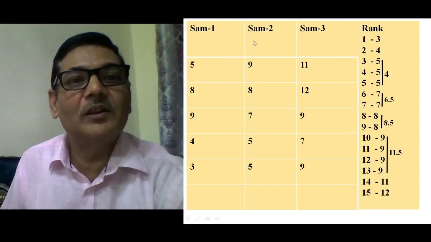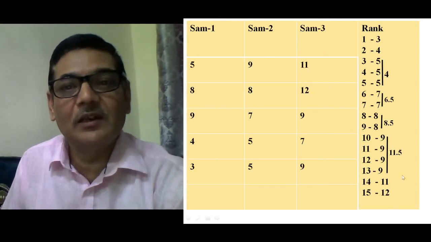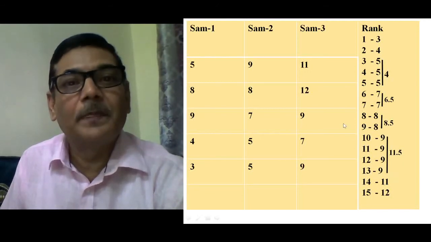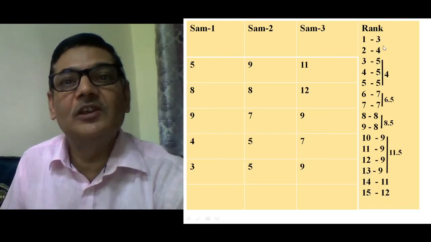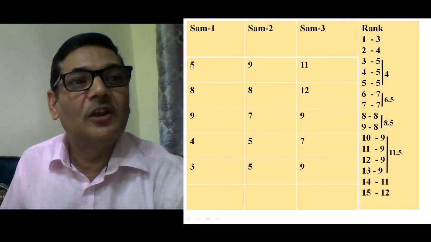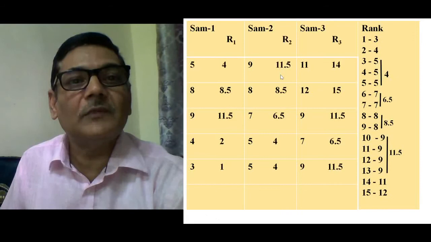And the next number is 11, and this 11 is being ranked as 14, and the last number is 12, which is ranked as 15. So we have ranked these individual observations, and in front of these observations we can write the rank value, because we actually need ordinal data, so our ranked data. So we have to write here the ranked values.